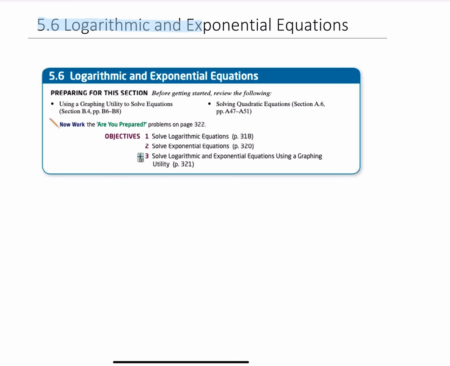5.6. So we're looking now at some more advanced logarithmic and exponential equations and how we can solve them. We've spent a couple videos defining exponential functions and their properties and their inverse, the logarithmic functions and their properties. And now we're going to combine it all together to solve various equations utilizing those properties in order to find some unknown. So let's jump right into it.